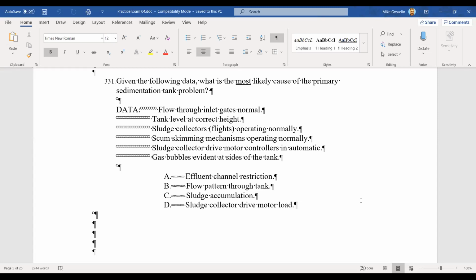So let's go through the question again. In this one, it's what is the most likely cause? If you look at the data, the flow through the tank's normal, the level is normal, the flights are running normal, skimmers are running normal, the drive's in automatic, but we're seeing some gas bubbles, which is denitrification, which is going to be just before rising sludge in that tank.